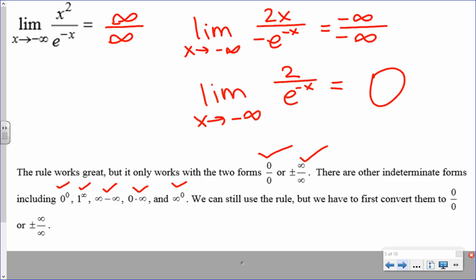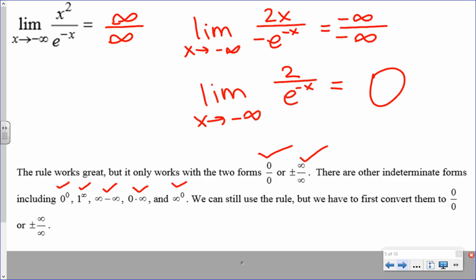Wait, why isn't 0 to infinity indeterminate? I think all these have an answer. What about zero over infinity? Yeah, most of them are 0. 0 divided by an infinity is 0.